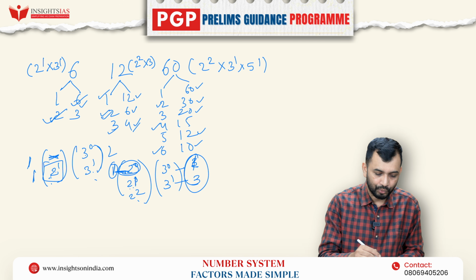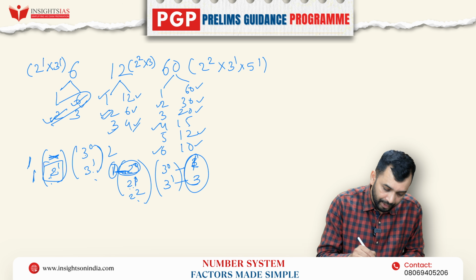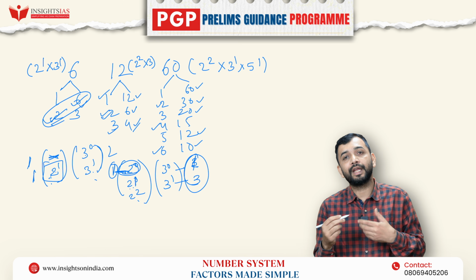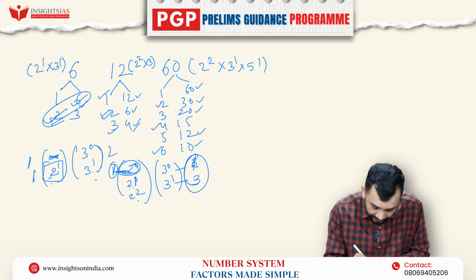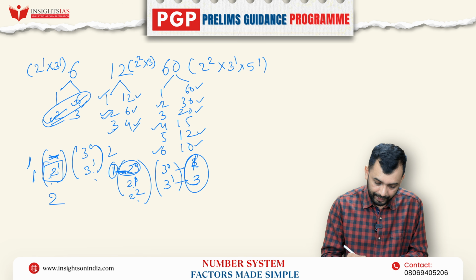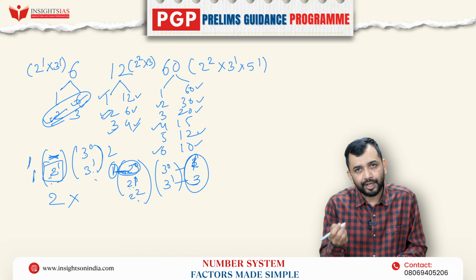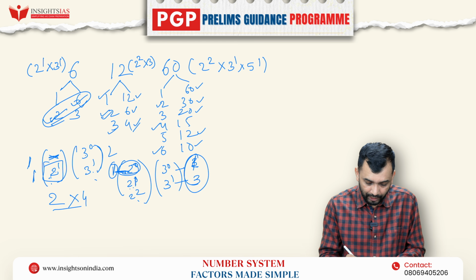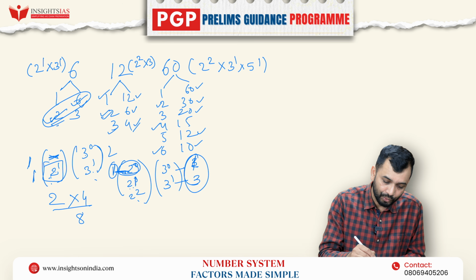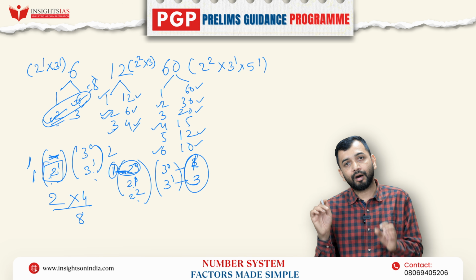So 1 into 2, total 2 even numbers will be there. Right? If they tell you to find the sum of the factors, then 2 to the power of 1 is 2, into 3 to the power of 0 is 1, 3 to the power of 1 is 3, 1 plus 3 is 4. So total it will be 8. If you look, 6 plus 2, answer will be 8. All you have to do is what?